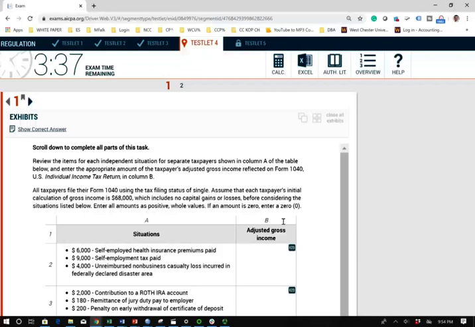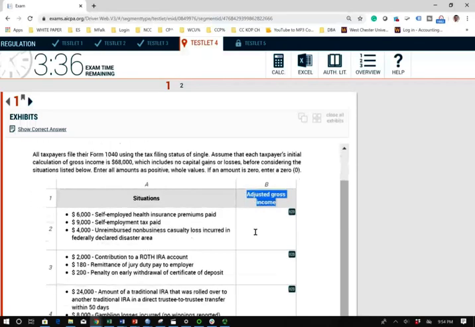So basically they want to test you to know how to come up with AGI. They want you to know what the deductions for AGI are. That's basically what they're asking you. Do you know how to compute AGI, adjusted gross income? That's the whole question.